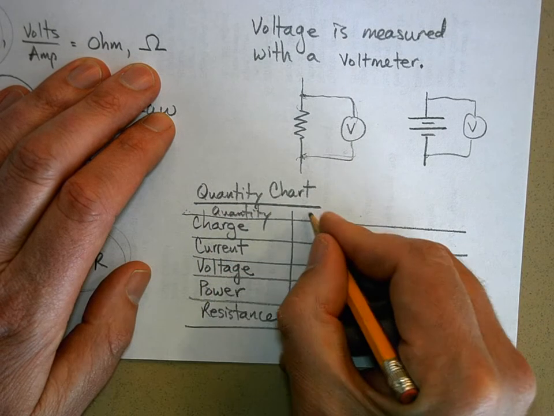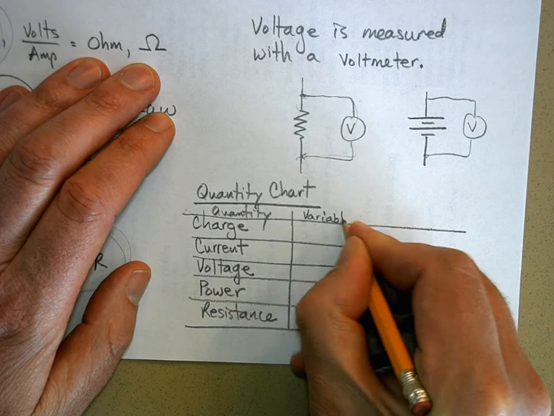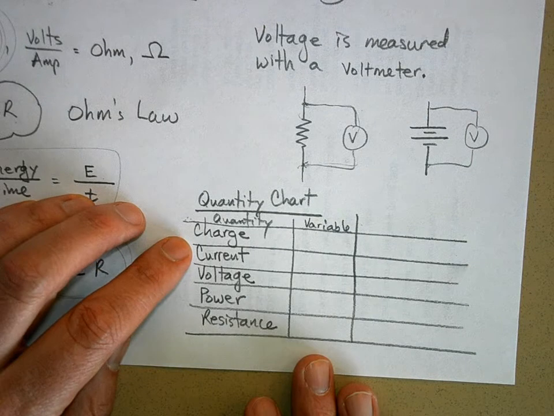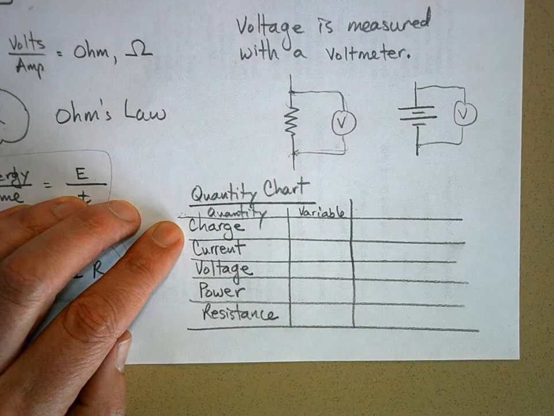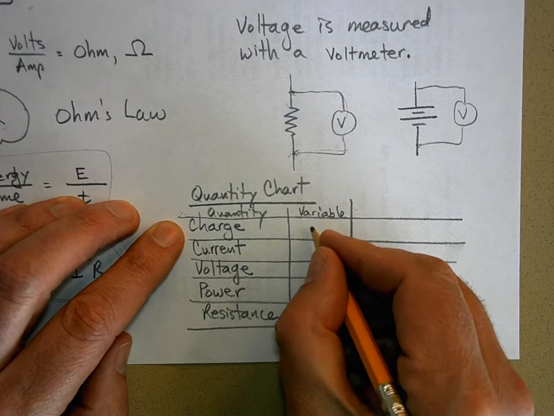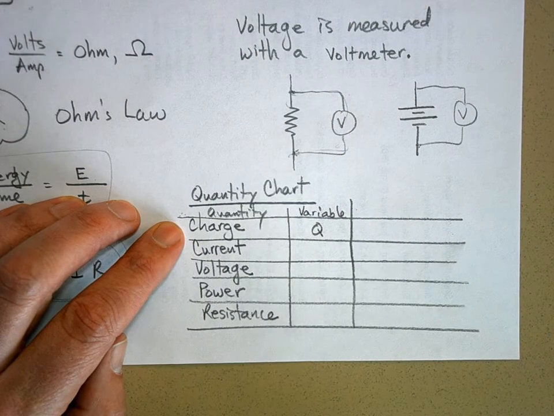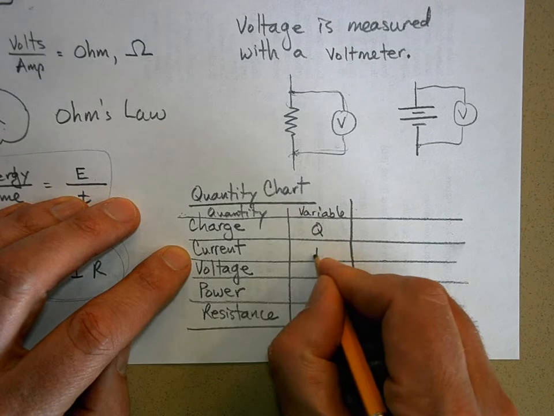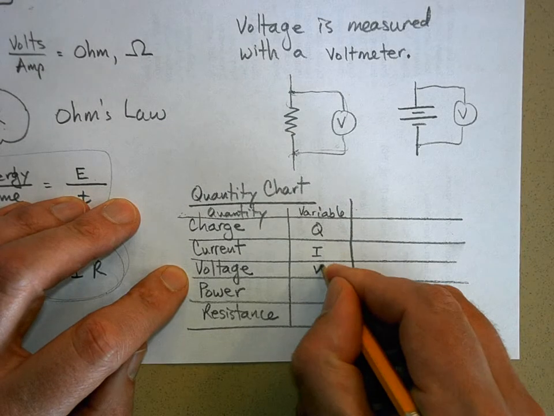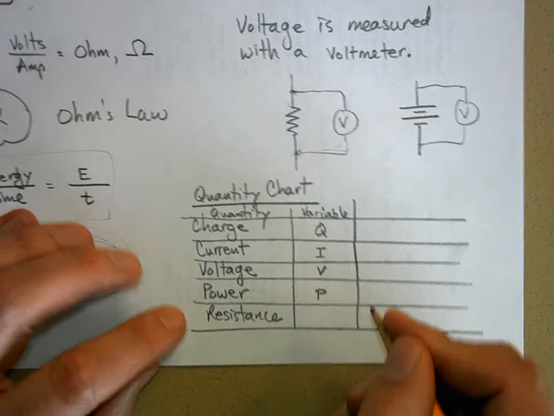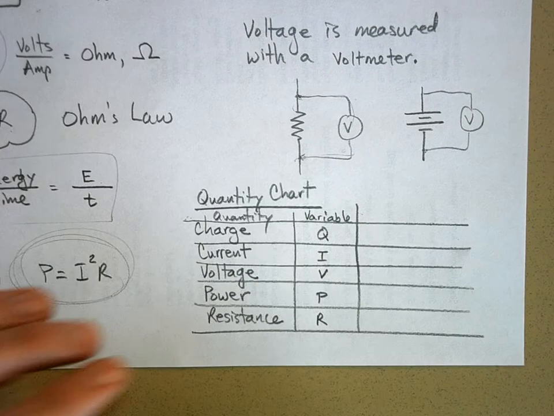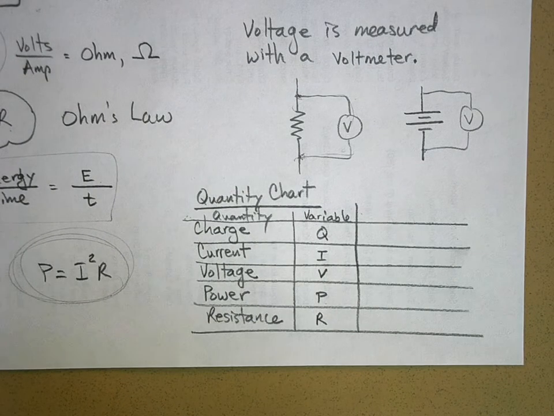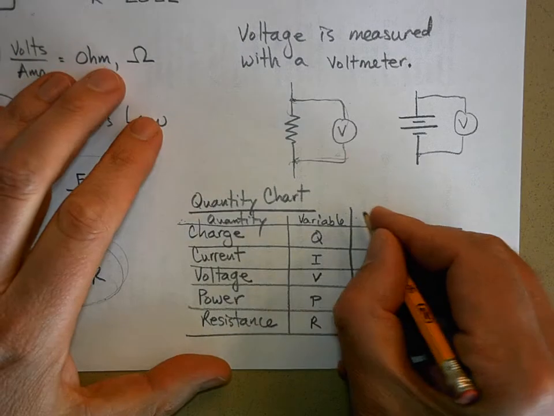The next thing I'm going to put is the variable. Right? The shortcut name we give it. What was the variable for charge? What letter did we use to represent charge? Q. What was the letter we used, the variable name for current? It was I. Voltage. Power. Resistance. R. So current and charge are kind of weird, but voltage, power, and resistance are easy. Just the first letter.